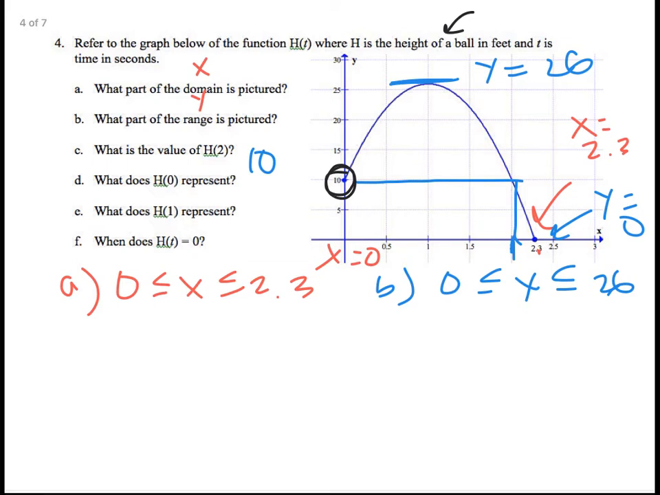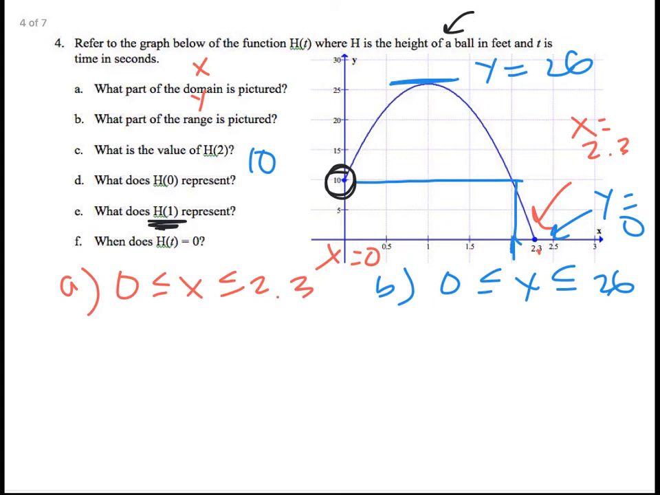Okay, let's look at E. What does h of 1 represent? And I'm not writing out the answers for D and E, but you guys can write them down as you go. E says what does h of 1 represent? Only thing different here is now our input or our time is 1 second. So h of 1, right there, is the height of the ball after 1 second.